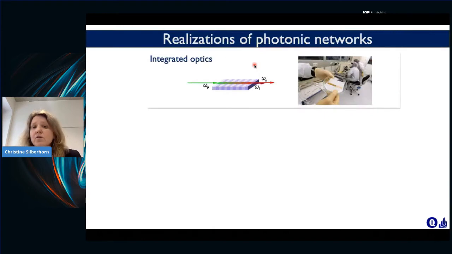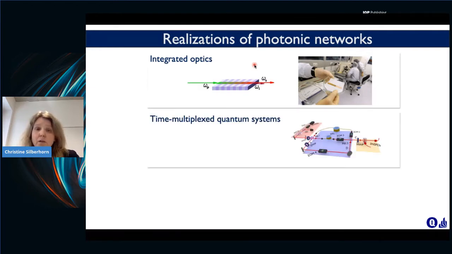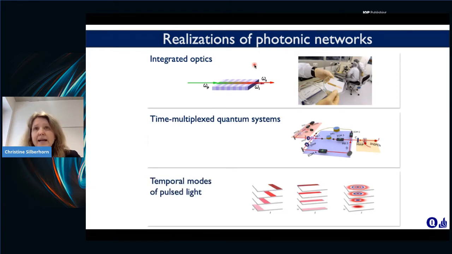So with that intro to the group, let me tell you what I wanted to talk about. I am a photonics person, and I want to talk about photonic networks, but I want to show you different ways how we can realize these networks and demonstrate different components. On the one hand, integrated optics, which is almost established now and is a great tool. Then time-multiplexed quantum systems, and then last but not least temporal modes of pulsed light. Hopefully you will see why I also call them networks, or in other words, a high-dimensional hyperspace.